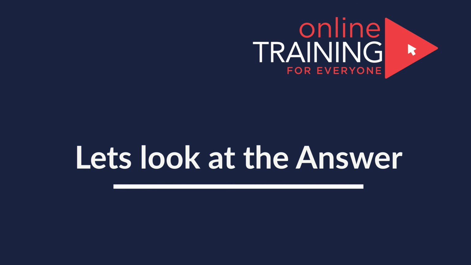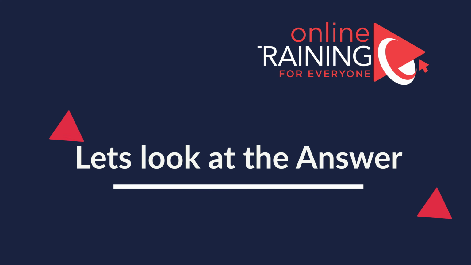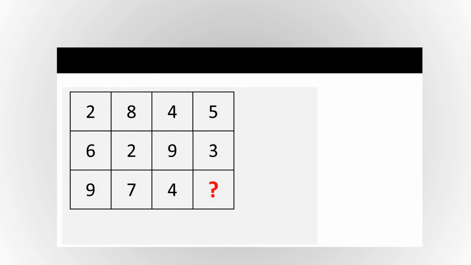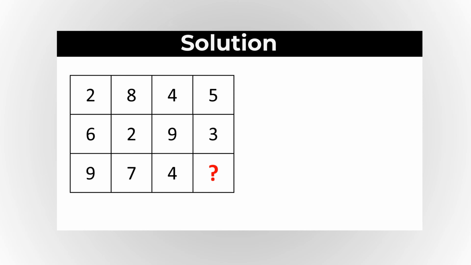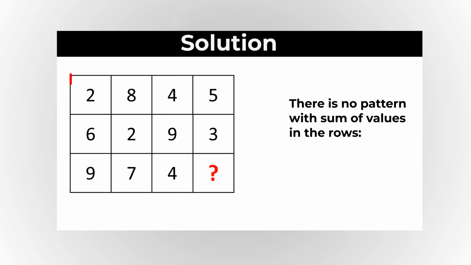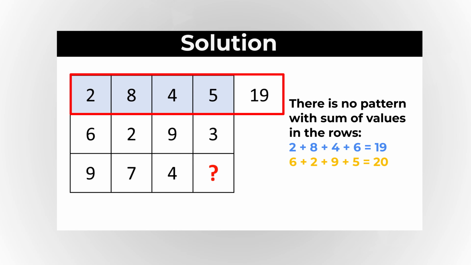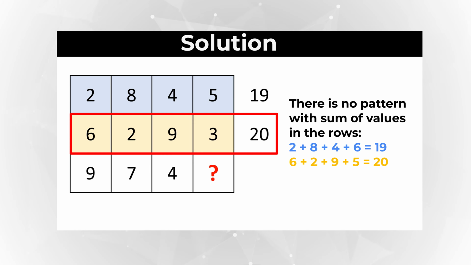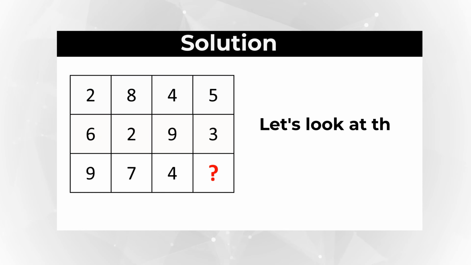As usual, my advice to you, look for patterns. Let's first check the patterns in the rows. Let's sum up the values in the row. 2 plus 8 plus 4 plus 5 equals 19. Second row, 6 plus 2 plus 9 plus 3 equals 20. Looks like there's no pattern. I don't see any pattern, do you?